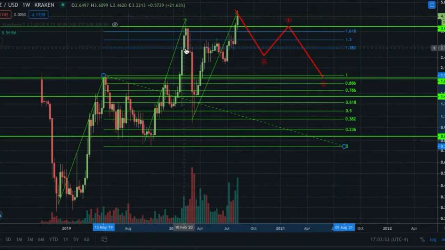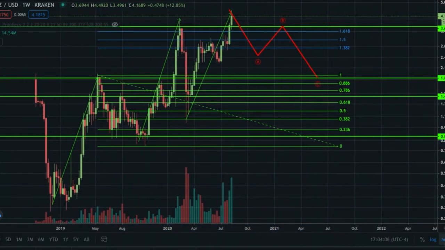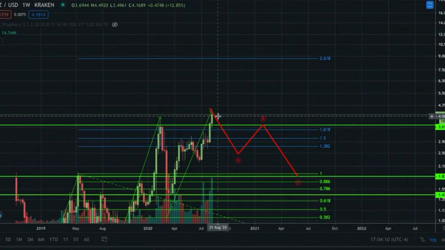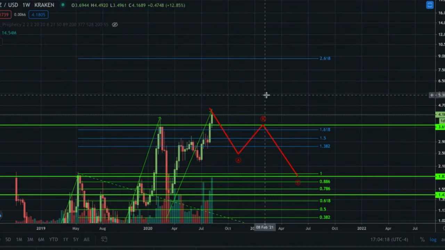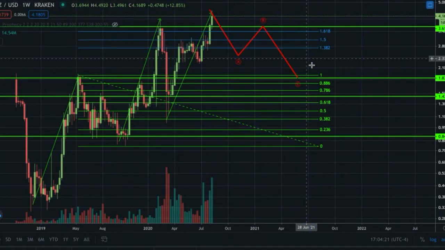And where were our projections? The 1.382, it stopped, retraced, and kept going. The 1.5, it kept going. And then the 1.618 kept going slightly. But it went up to those targets, the fib extension targets. And then if you look at the previous wave, the 2.618 is up here at $8.76. So there's a high likelihood that we can make it up to that level after we broke through these previous fib extension levels. I don't think it's unrealistic that we're going to make it up to $8 or $9 off of this.